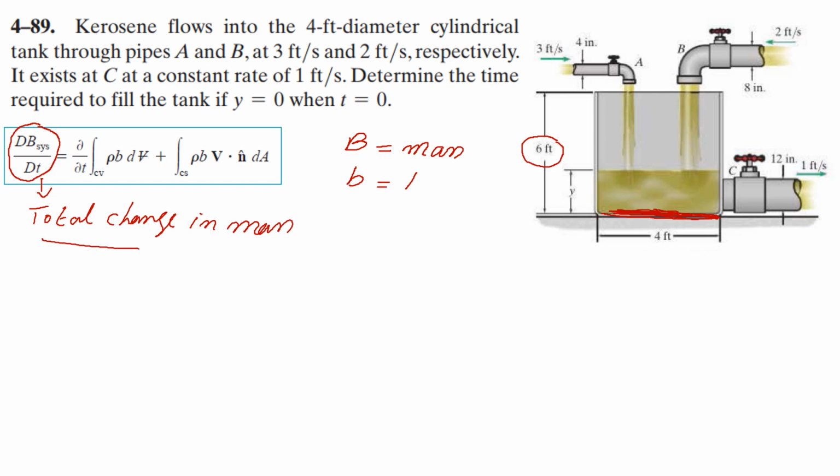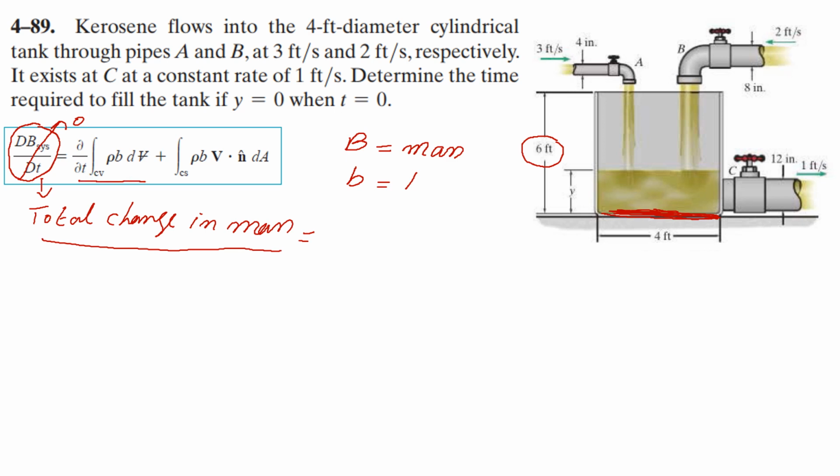So there will be no change in mass. Okay, so this term again will be neglected when we go forward. This term will be equated to 0 because there is no change in mass. Now let's come to this term, the change in mass inside the control volume.